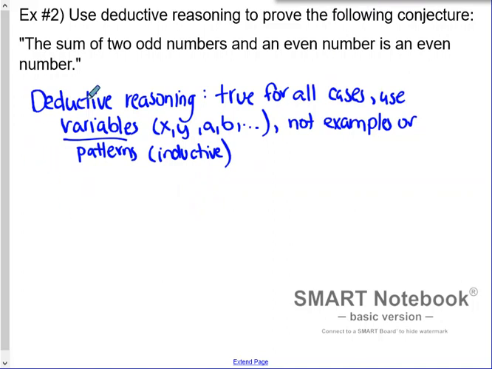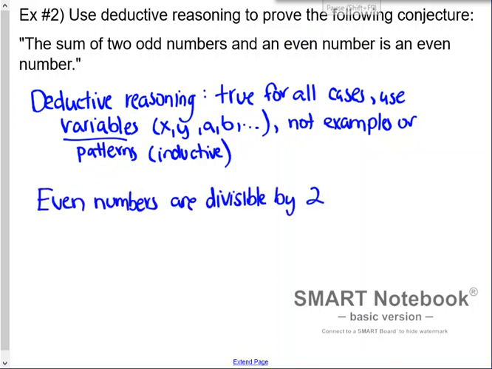So there are some things that we need to know how to do. We need to show how we have an even number using variables. Even numbers are divisible by 2. Therefore, an even number can be 2 times anything. So 2 times 1, I get 2, 2 times 2, I get 4, 2 times 3, I get 6. If I take 2 times a number, I know I have an even number. All of these numbers are divisible by 2 because 2 is a factor.